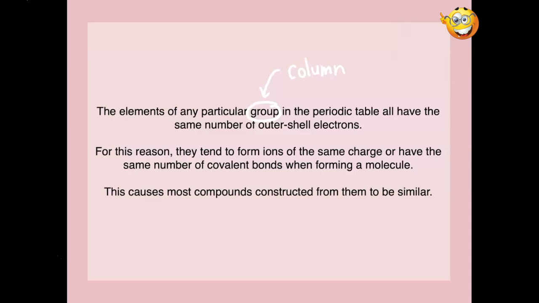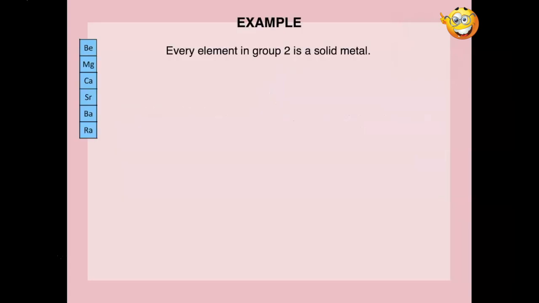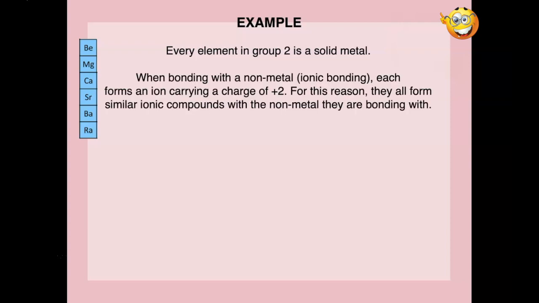Just to further clarify what I mean by this, here is an example. What you see on the screen here in the blue column is group 2. Every element in group 2 is a solid metal. And when bonding with a nonmetal, that's ionic bonding, each forms an ion carrying a charge of +2. Remember, metals compared to nonmetals have a weaker hold on their outer shell electrons. Because elements in group 2 have 2 outer shell electrons, they will be donating 2 valence electrons, 2 outer shell electrons, to the nonmetals that they are bonding with.